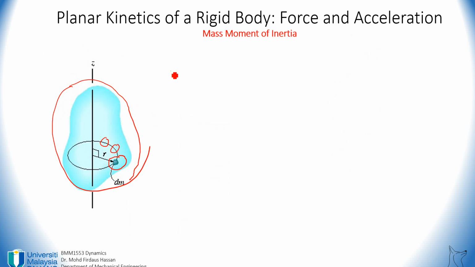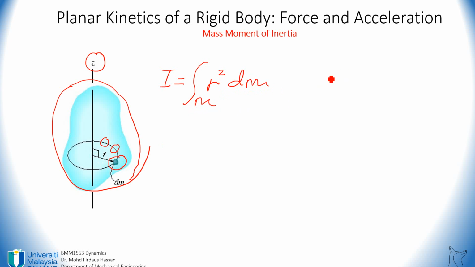Mass moment of inertia is given as I equals the integration of r squared dm. R squared means r is the radius from the axis of rotation. This is the axis of rotation, for example. R is the distance from the axis of rotation to its mass. So we integrate with respect to mass. This is the equation to represent it.